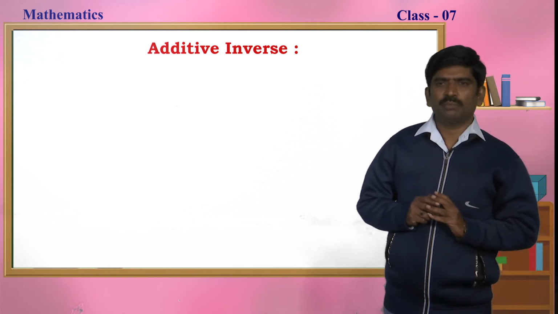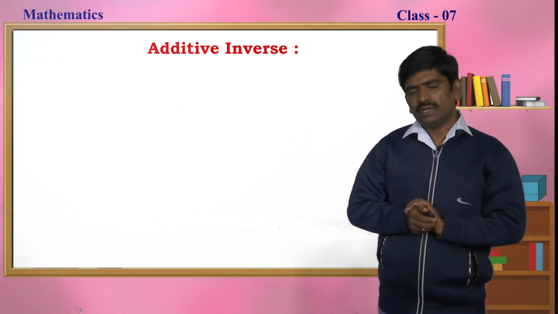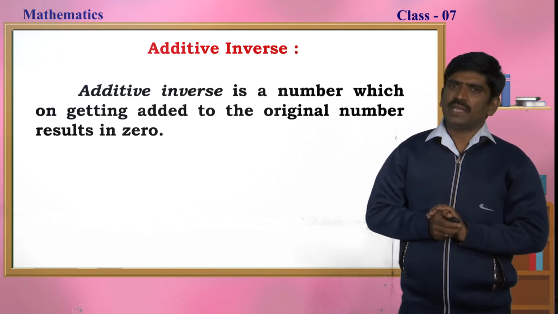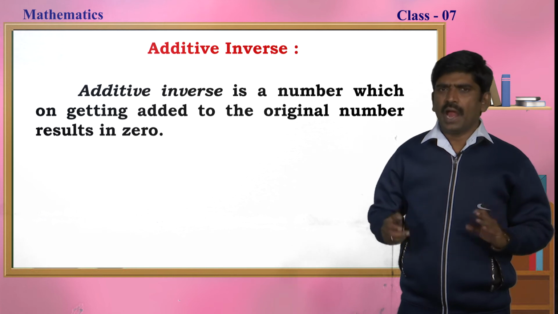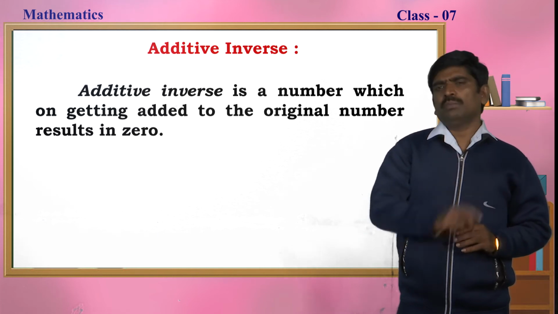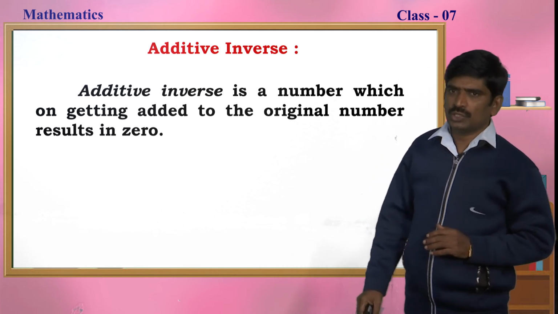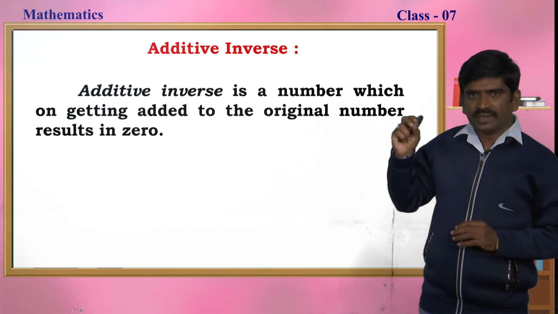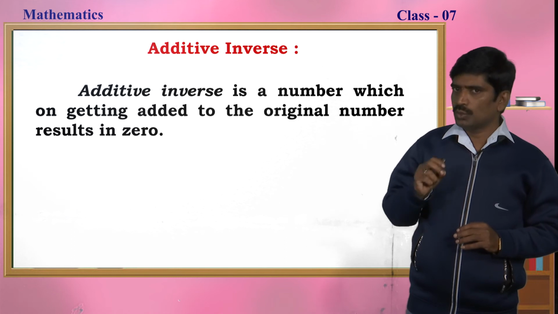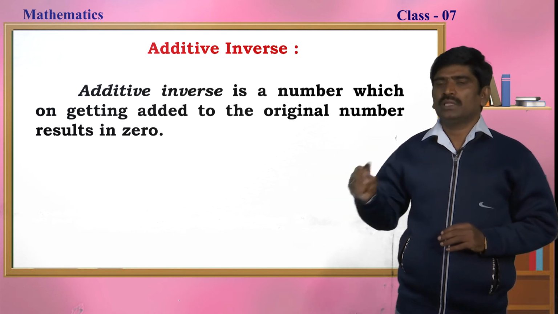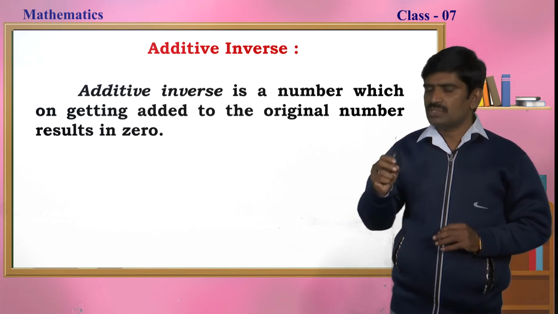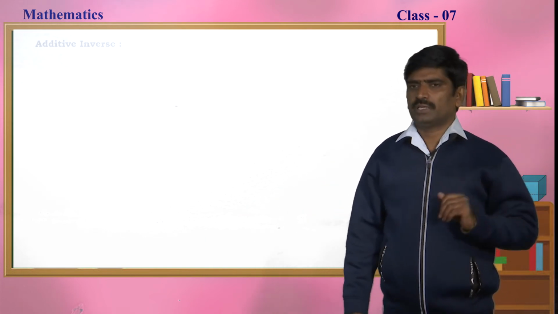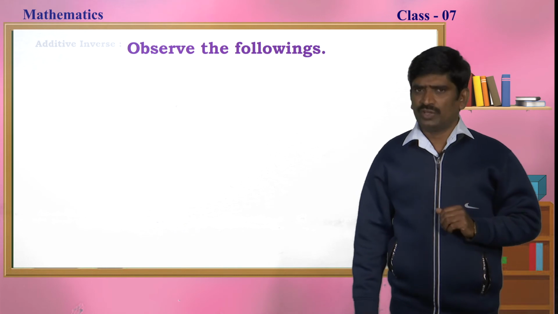The last property, additive inverse. What is the additive inverse? The additive inverse is a number which, on getting added to the original number, results in 0. Is there an additive inverse for integers? We will check. Observe the following.